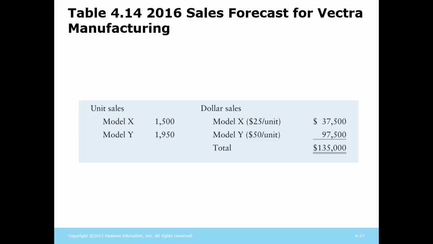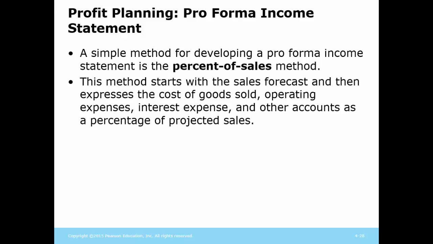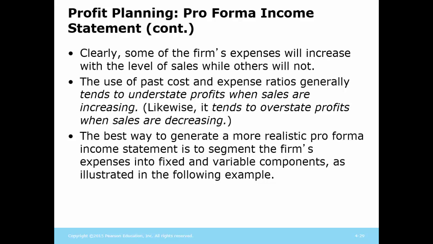So again, here's our forecast. We know that sales are going to increase. So this process of using sales is something referred to as the percent of sales method. We start with the sales forecast and we predict things moving forward. Some of the expenses of the company don't change with sales. For instance, interest doesn't change just because sales change. Interest changes when changes happen to financing. But we can use the past cost and expense ratios from our financial statements to get an understanding of what the company has realized in the past.